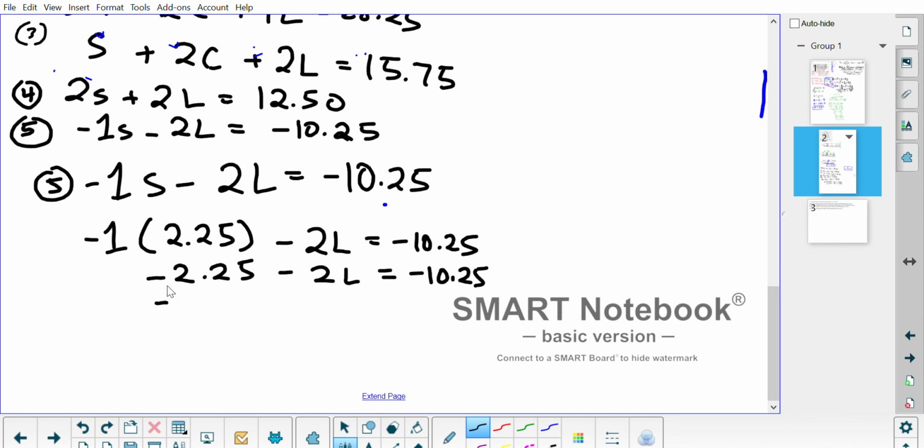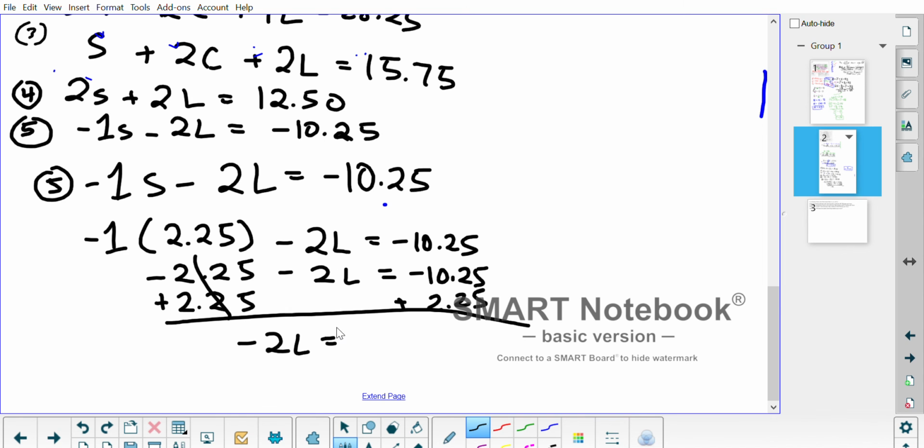We want to move everything that doesn't have a variable to one side of the equal sign, so we're going to add 2.25. And we have negative 2l is equal to a negative 10.25 plus 2.25. That equals negative 8. Divide negative 2 on both sides. And we are going to get L, the large popcorn, costs $4.